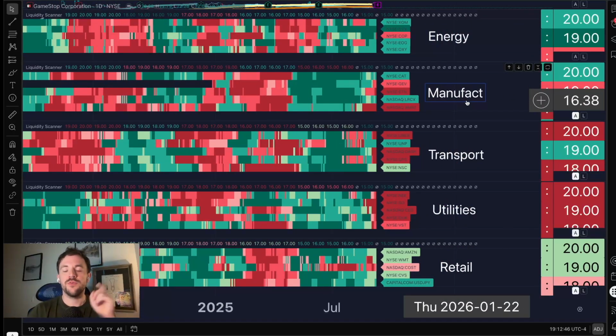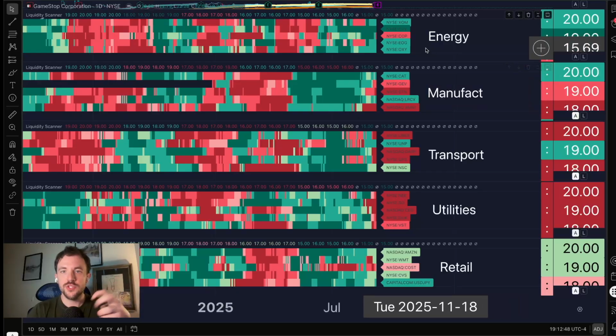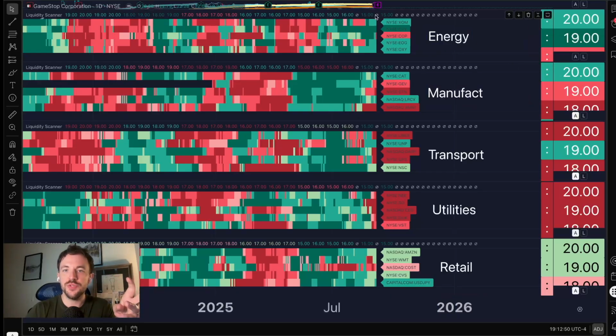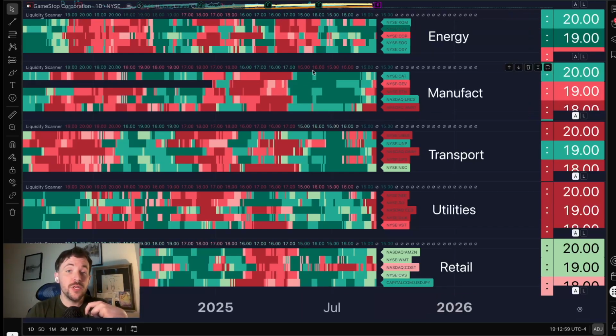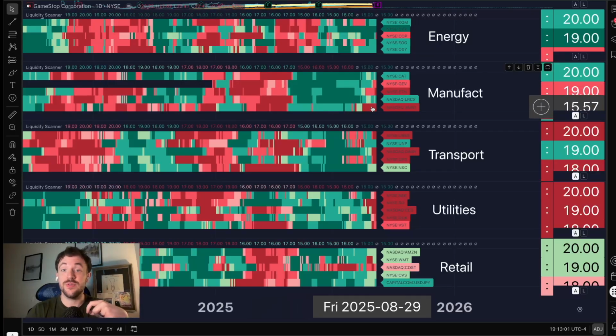The benefit is that from this view, we can see current conditions. For instance, energy is predominantly bullish. We have some weakness noted in COP, which is an individual symbol within that basket. Manufacturing was bullish, but we see that there is bearish liquidity starting to poke its head.